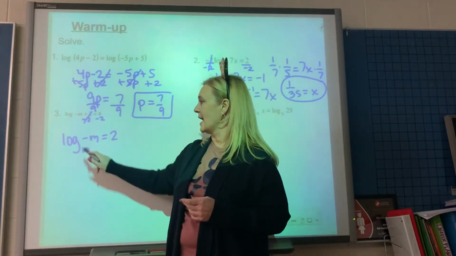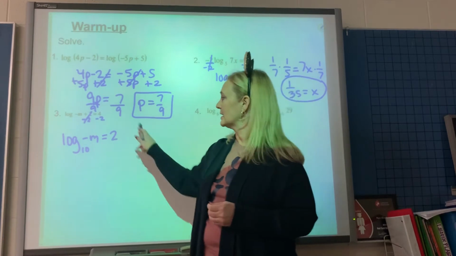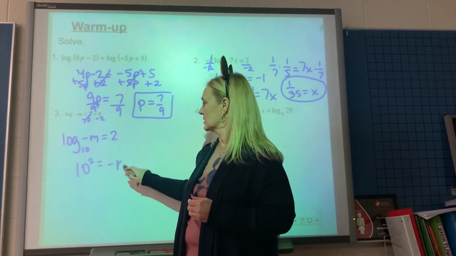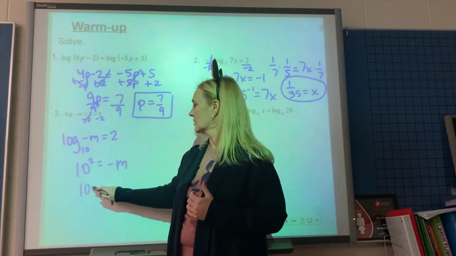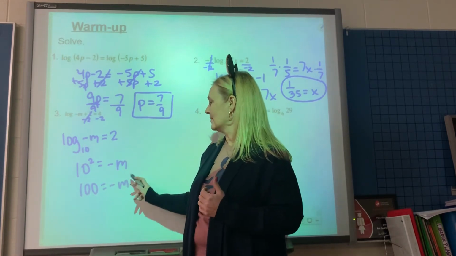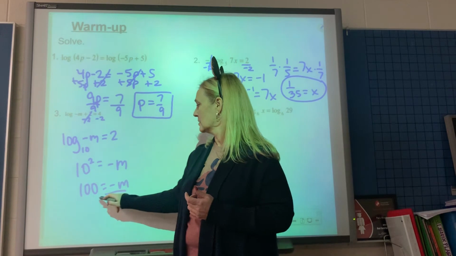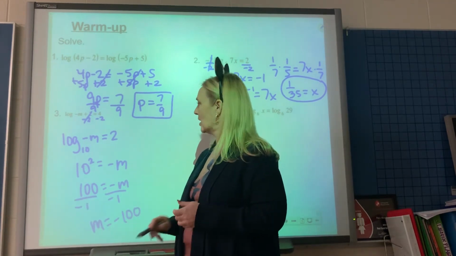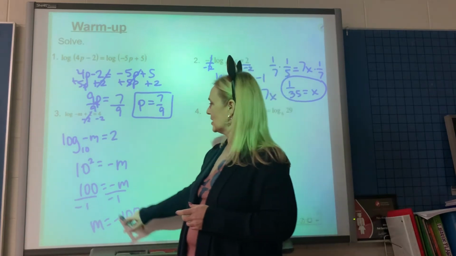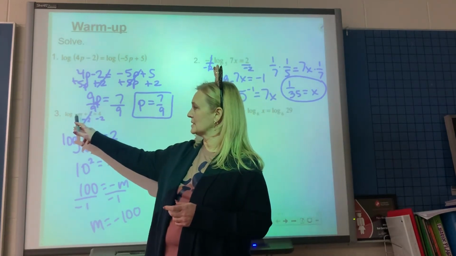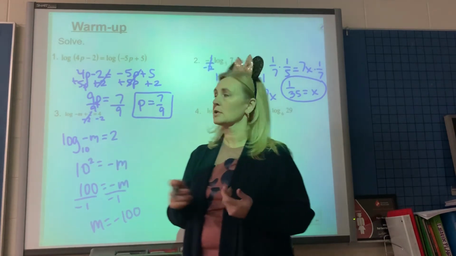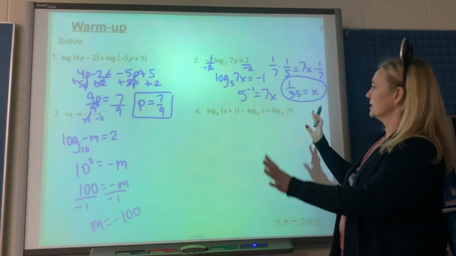This is base 10 because there's no base written there. So rewrite it in exponent form. That's going to be 10 to the second power equals negative m. That's 100 equals negative m. And then just divide by negative 1 or times by negative 1. So m equals negative 100. If you put negative 100 in here, the opposite of negative 100 turns this to a positive 100. So 10 squared equals 100. It works.